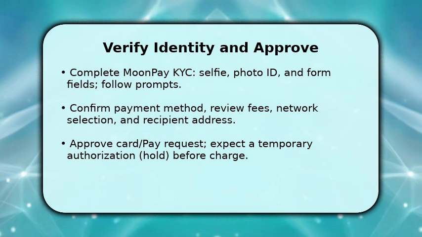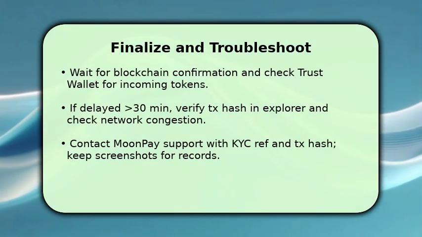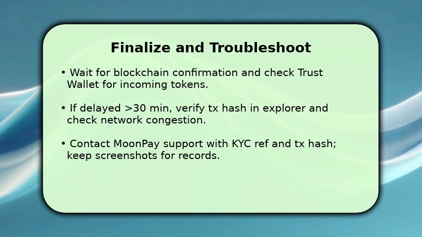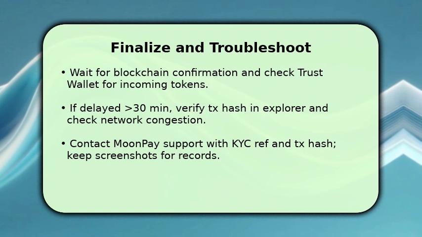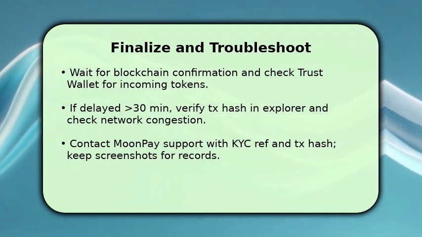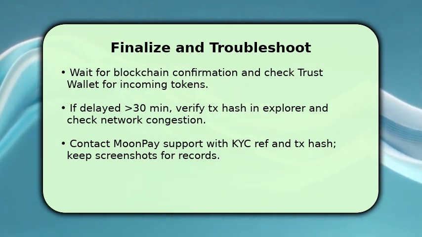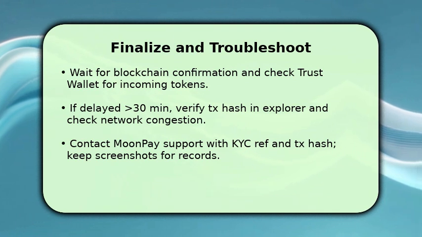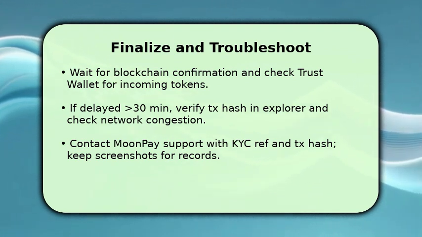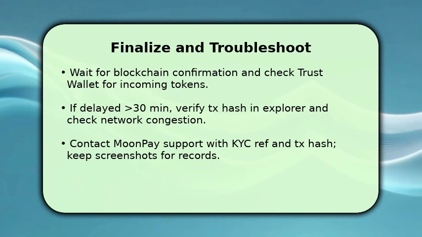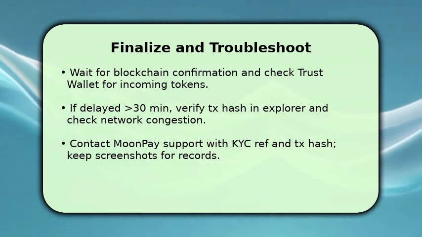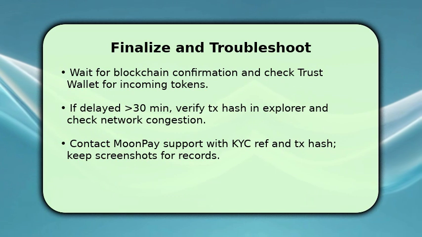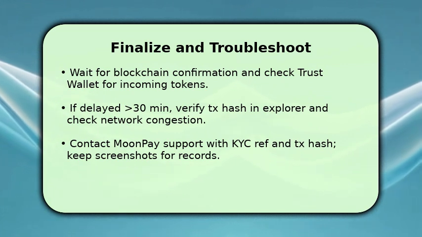Once payment completes, Moonpay will broadcast the transaction, and you should see the tokens in Trust Wallet after network confirmations. This timing depends on the chain. If you don't see funds within 30 minutes, get the transaction hash from Moonpay and check it in a block explorer to confirm status. Make sure to keep screenshots of confirmations and your KYC reference. If problems persist, contact Moonpay support with those details so they can trace the payment and resolve.